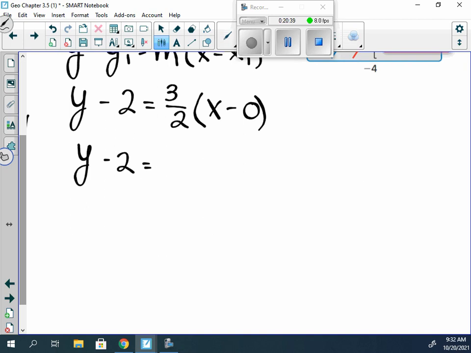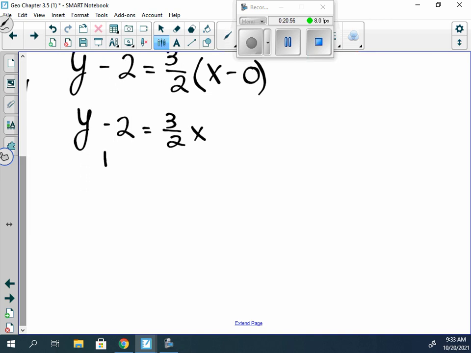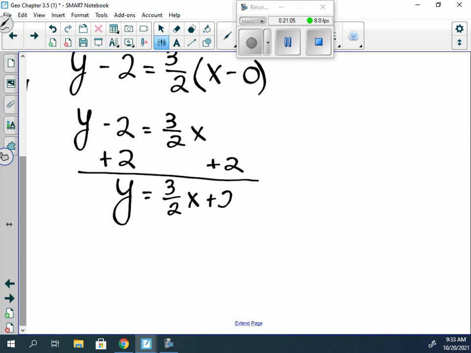We won't do anything with y minus 2 yet. We need to distribute the 3/2. 3/2 times x is 3/2 x. 3/2 times 0 is 0. And last but not least, we can do what? Which tells me y is equal to 3/2 x plus 2. And that's it.